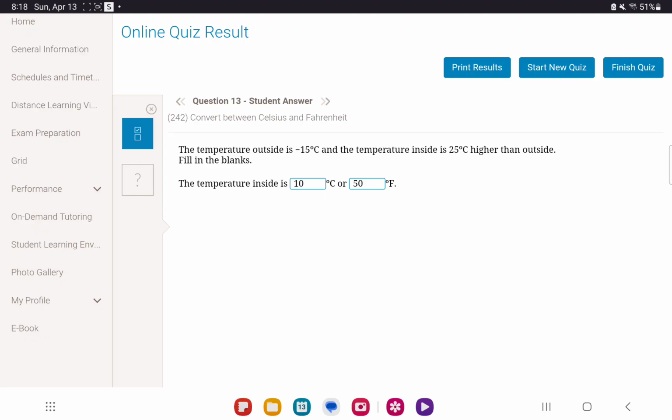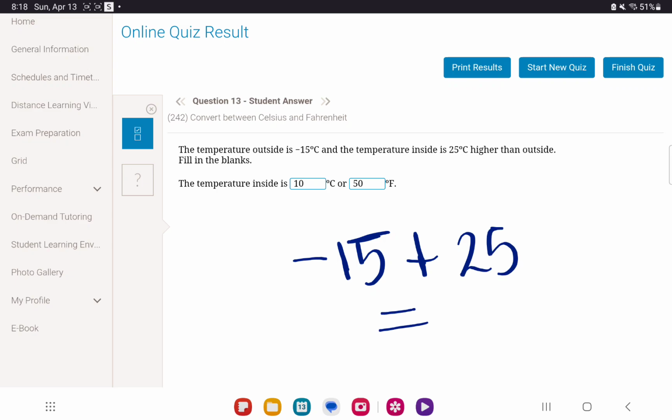They're telling you the temperature outside is minus 15 degrees Celsius, and the temperature inside is 25 degrees Celsius higher than outside. So the temperature inside is minus 15 plus 25, because they said higher, so plus. This is very simple math. You get 10 degrees Celsius.